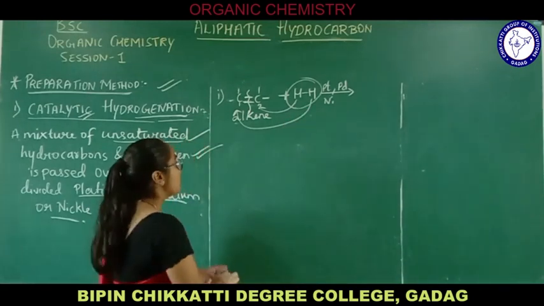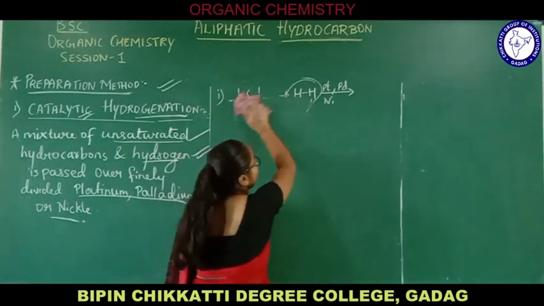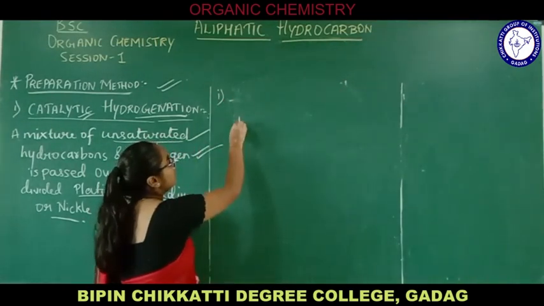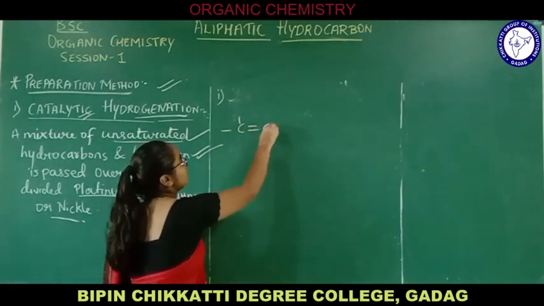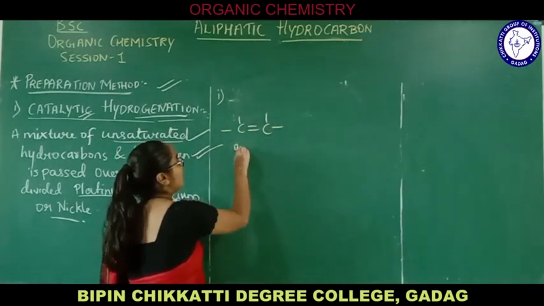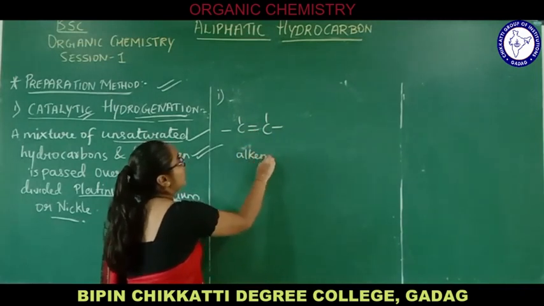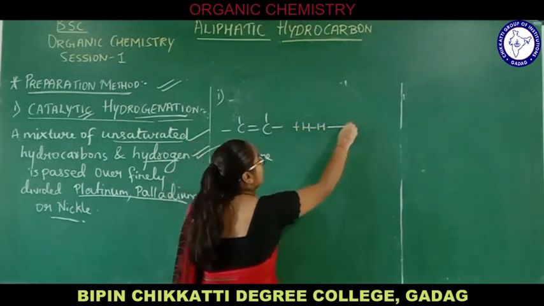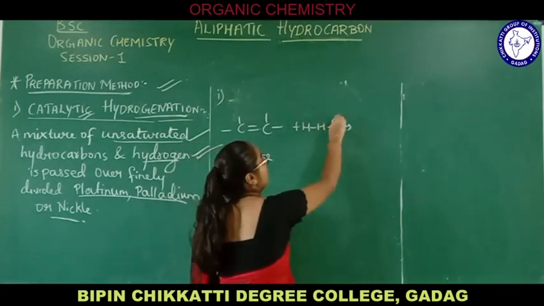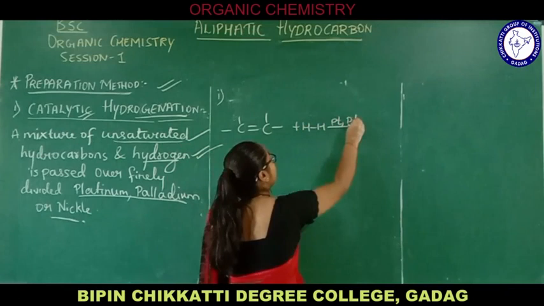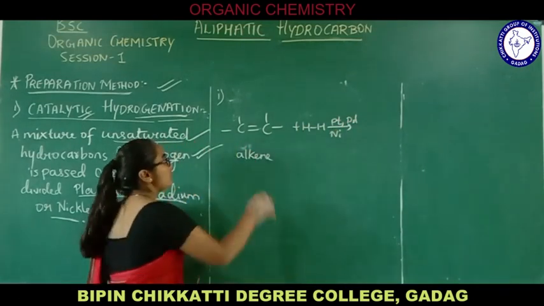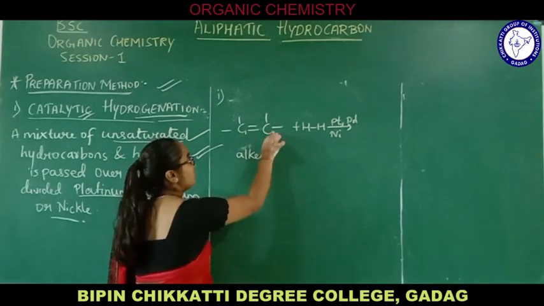Now let's see once again how that reduction will happen. Let's see once again. First, the double bond, this is the alkene, a general alkene. Now here the hydrogen gas is passed in the presence of what? Platinum, palladium and nickel, or nickel actually. Okay, now this is carbon number 1 and this is carbon number 2.